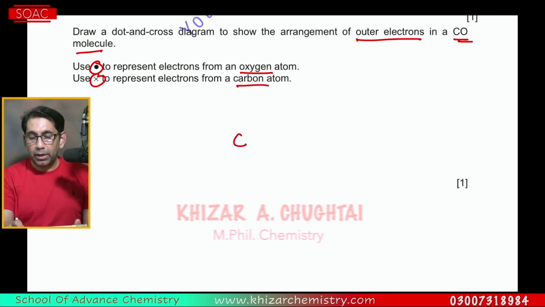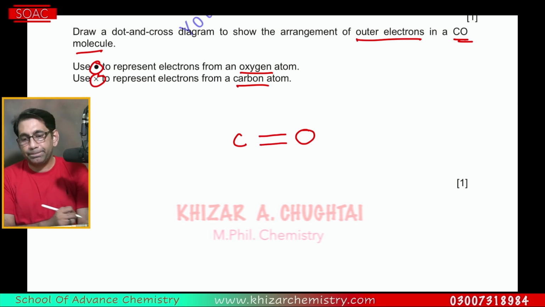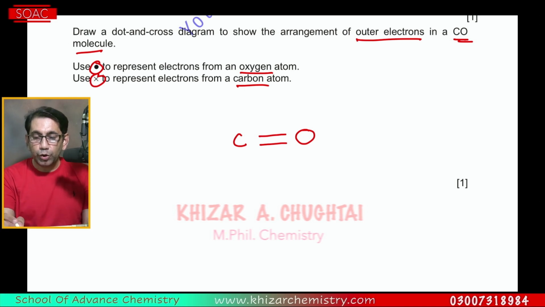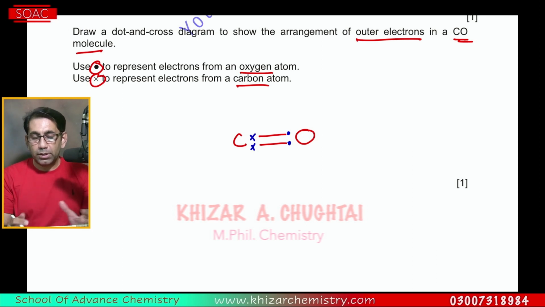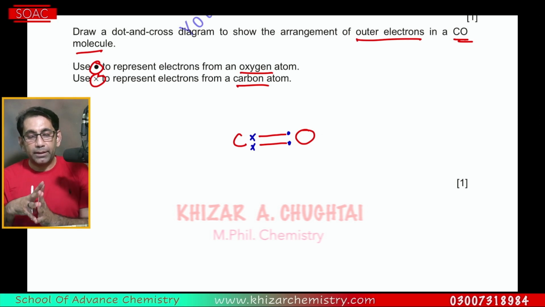So carbon and oxygen. I have told you the normal valency of oxygen is equal to 2, and oxygen can share 2 electrons. First of all, it can make 2 bonds. First of all, I'm going to draw these 2 bonds, and the carbon's electrons are crosses, and the electrons of the oxygen are basically dots.